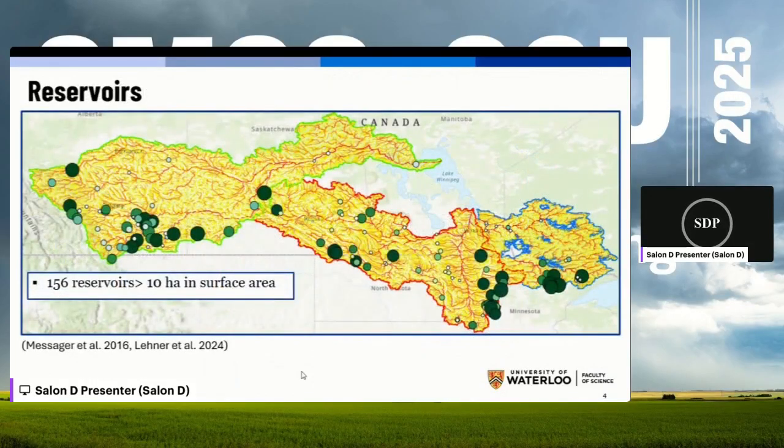So as a result of the seasonal water budget, reservoirs have been an important water management tool in the region since the 1920s. There's 156 large reservoirs, that's a reservoir with more than 10 hectares of surface area, across the region. Most were constructed originally for a combination of flood control and water supply management, but many have later been constructed or retrofitted for hydroelectricity as well. Past research has shown that both globally and in this region, these reservoirs often have an impact of retaining nitrogen and phosphorus loads from downstream sites.